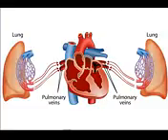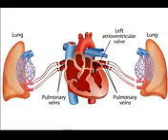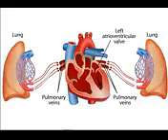From the left atrium, blood flows through a one-way valve called the left atrioventricular valve, also known as the bicuspid valve, into the left ventricle. Most of this flow, roughly 70%, occurs while the heart is relaxed. The atrium then contracts, filling the remaining 30% of the ventricle with its blood.